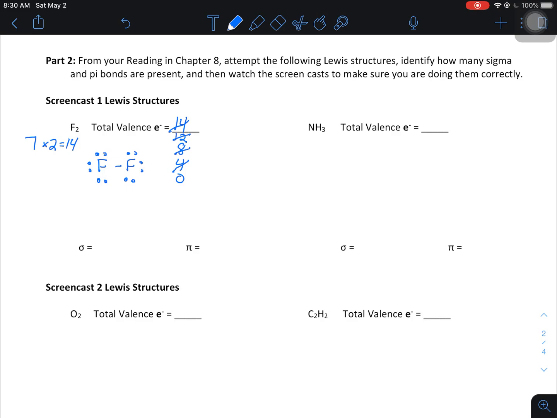Remember, we are dealing with covalent compounds, so when there is a bond between 2 atoms, they share those electrons. Each side now has 8 electrons. That is a correct Lewis structure.